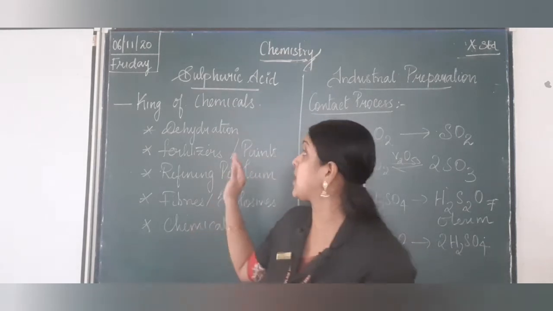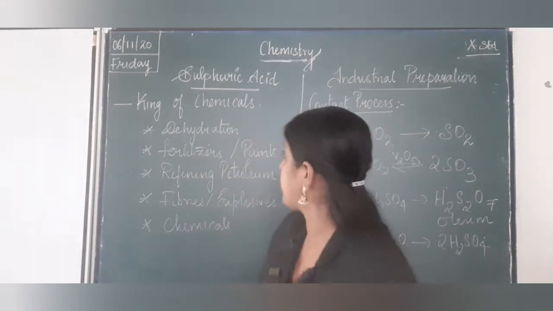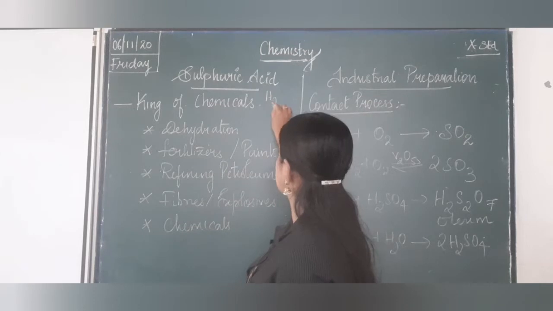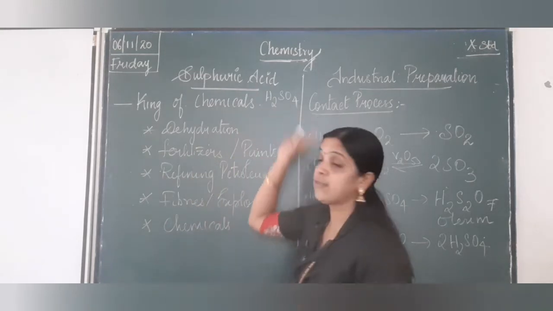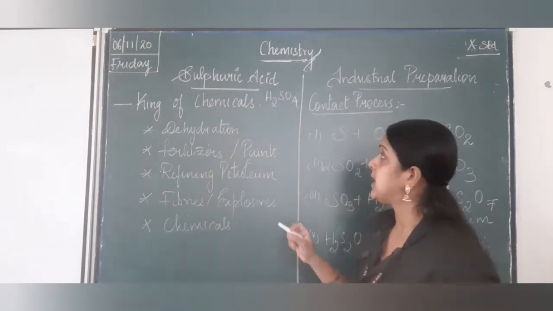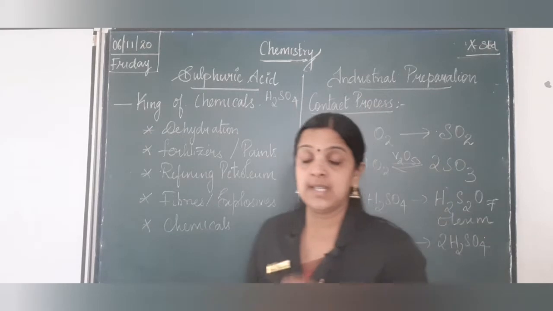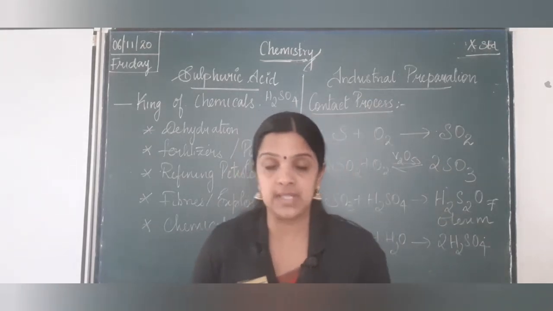So today we are going to learn about a non-metal sulfur, the compound formed using sulfur, which is sulphuric acid. The chemical formula is H2SO4, sulphuric acid, 2 hydrogen atoms, 1 sulfur and 4 oxygen atoms. Now sulphuric acid is called the king of chemicals.